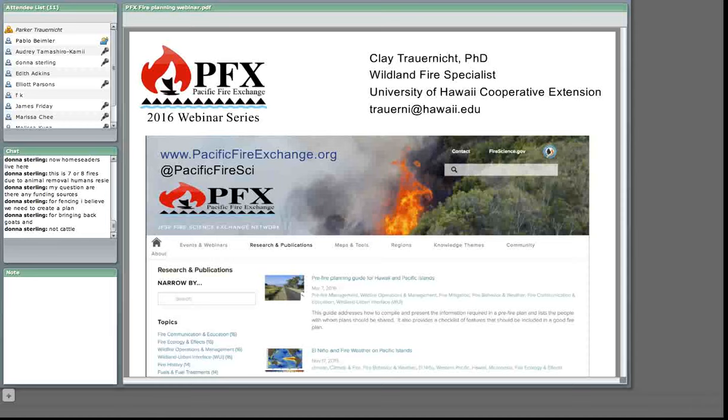Are there funding sources to try to... I'm actually really glad you brought this up, Donna. So she's wanting to know if there's funding for fencing and potentially using goats or other livestock for fuels reduction. I think that's what you're asking, pardon me for jumping ahead of the chat window. Not cattle.